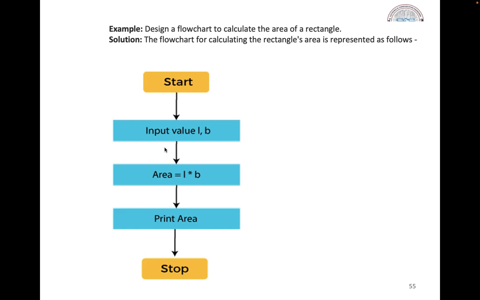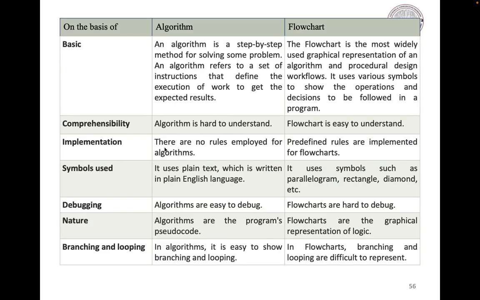Example: design a flowchart to calculate the area of a rectangle. The solution: the flowchart for calculating the rectangle's area is represented as follows. Start, input the values length and breadth, compute the area is equal to length into breadth, print area, stop. So this is the algorithm and the flowchart.